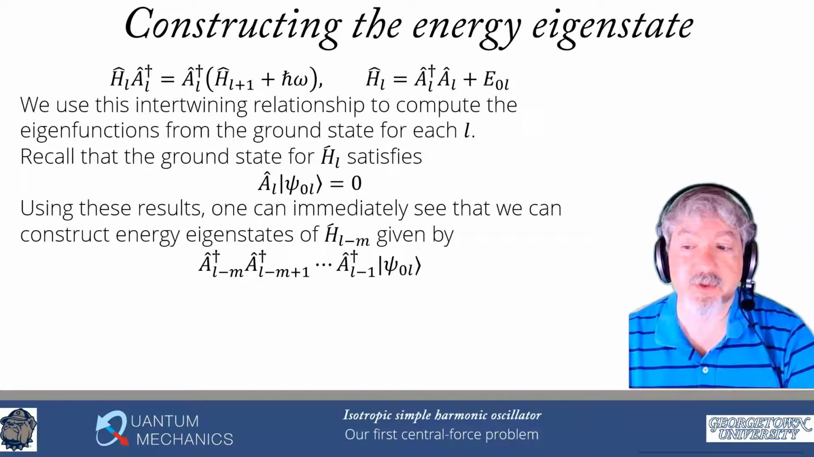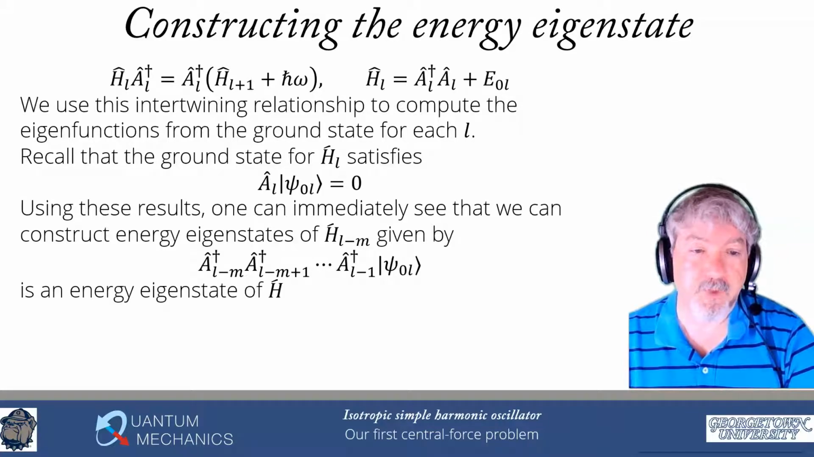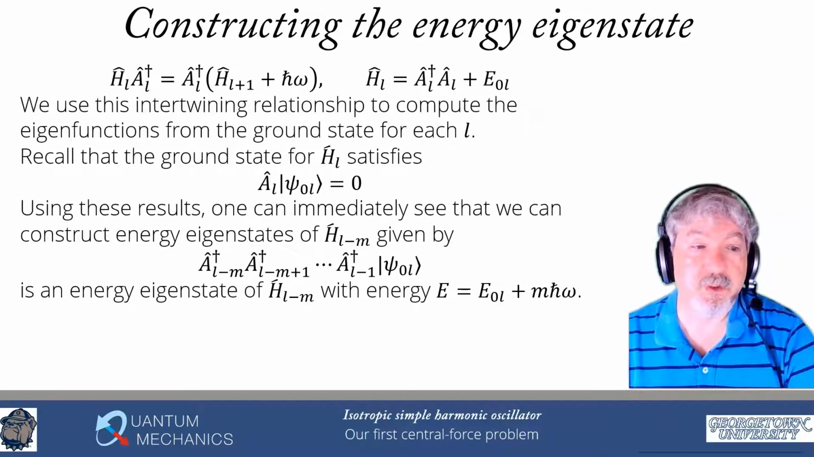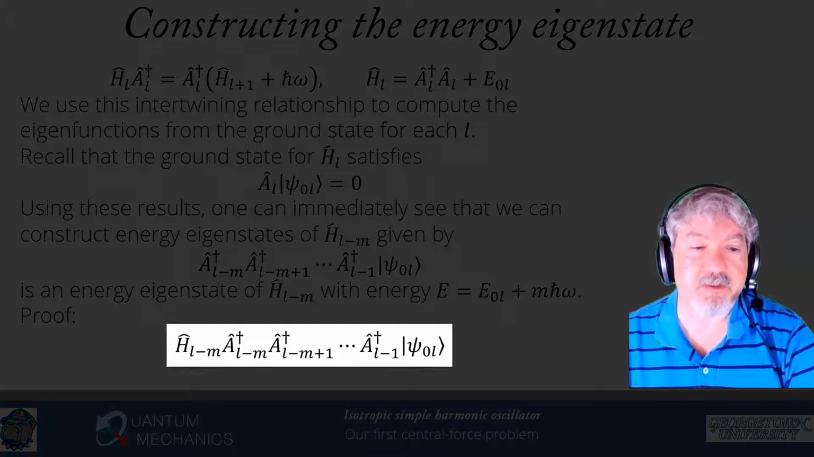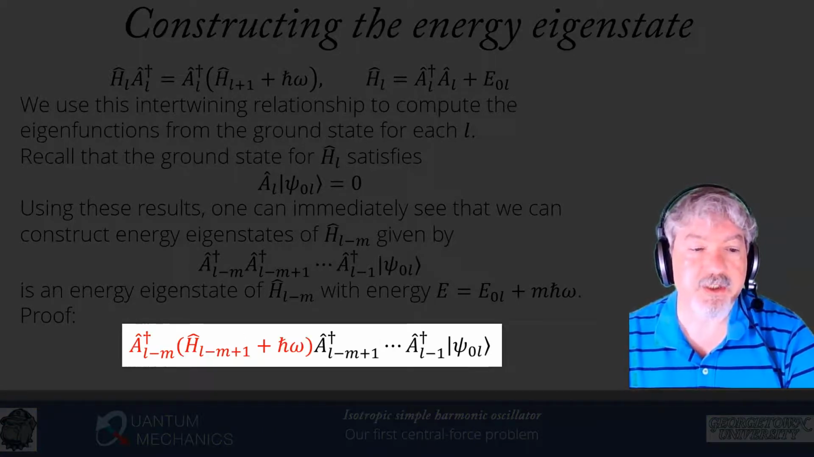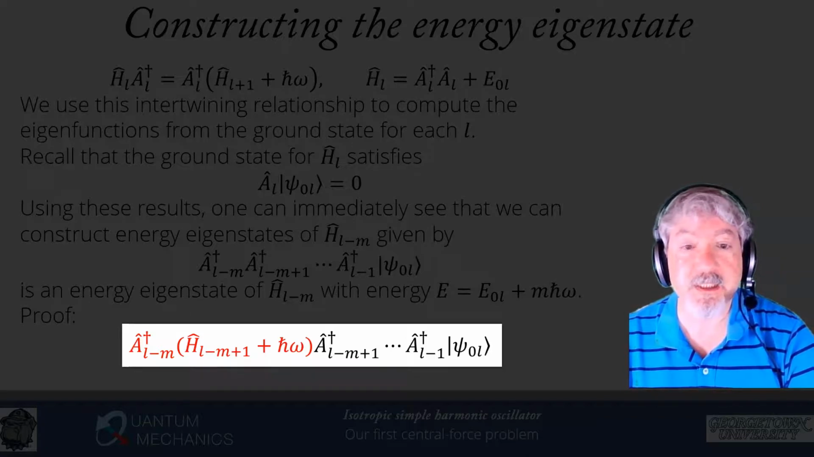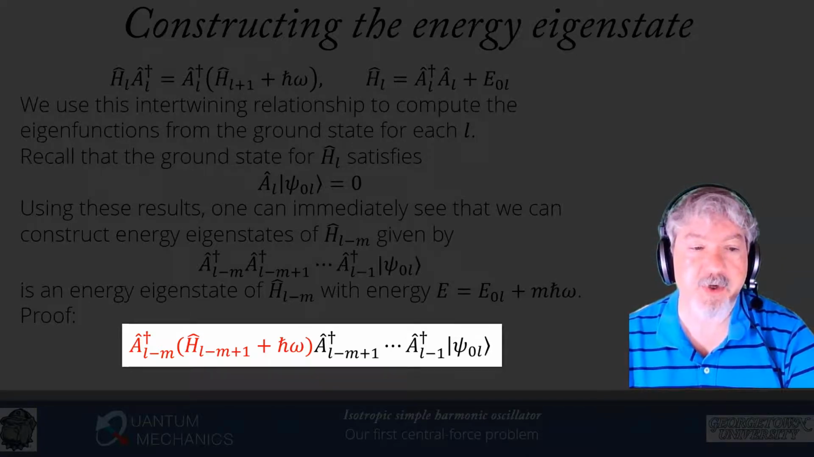And of course, I've also preempted and told you exactly what's going to happen with this derivation, but let's carefully go through it anyway. So we start by acting that HL minus M onto this state, and we're going to verify that the energy is E0L plus M H bar omega. So let's act that on that state. Let's focus on the first two terms. We can use intertwining to shift the order. That shifts the Hamiltonian by increasing its index by 1 and shifting the energy by H bar omega.